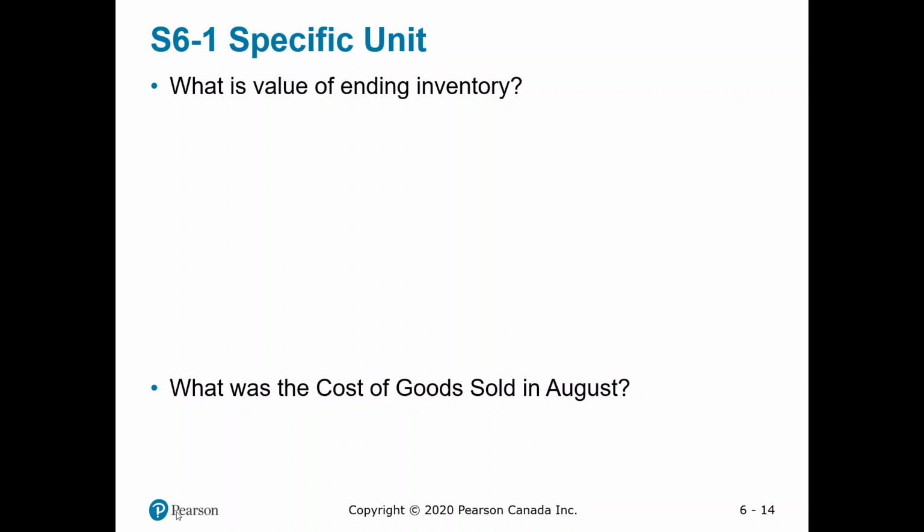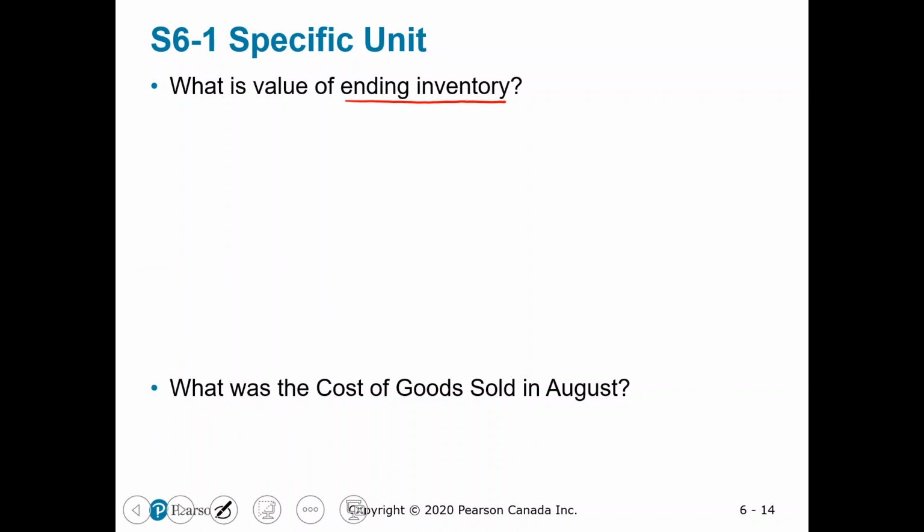With the specific unit method, we are going to track the cost specific to each unit. If one is sold, we use that exact cost for that exact unit and move it out. Whatever is left in inventory at the end of the period, we have the specific cost for each of those items. So we can go through and figure out for our ending inventory, which items do we still have left?